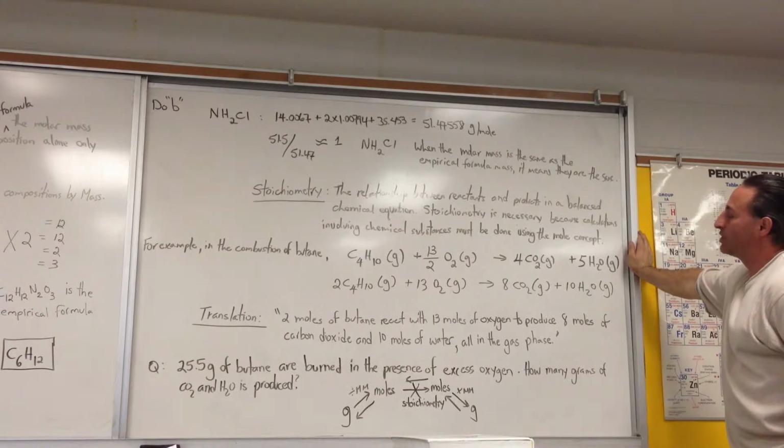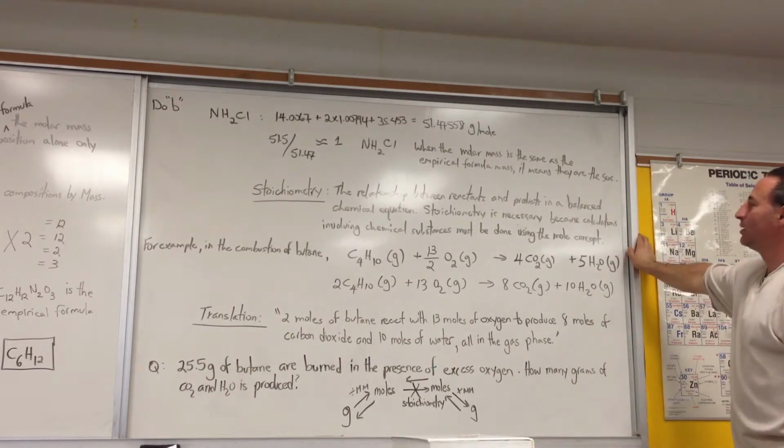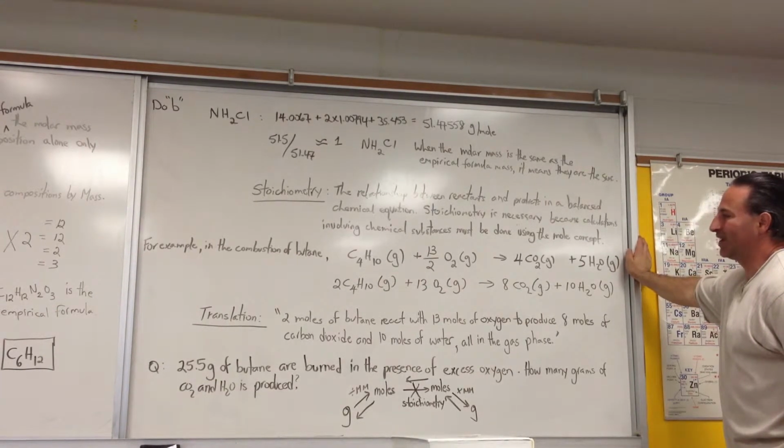And that brings us to the next subject we're going to broach, which is stoichiometry. The relationship between reactants and products in a balanced chemical equation is called stoichiometry. Stoichiometry is necessary because calculations involving chemical substances must be done using the mole concept, and that's because each element has a different mass and each compound has a different mass. So how do we relate quantities?